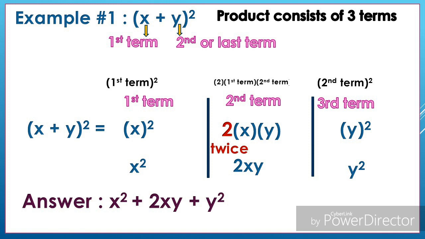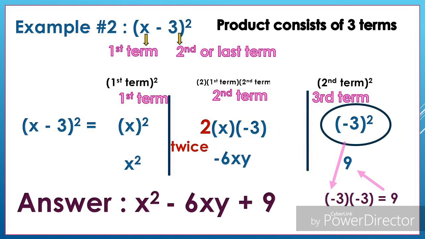And that is 2xy. Then, to find the third term, square lang natin yung second term. Ang second term natin is y. So, y square is equal to y square. And then, we're going to rewrite the final answer. We have x square plus 2xy plus y square.